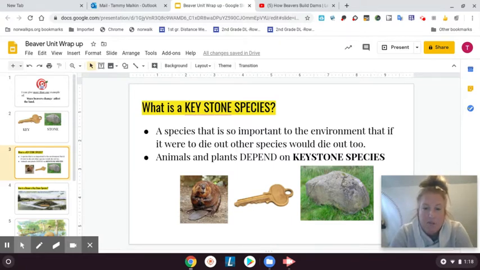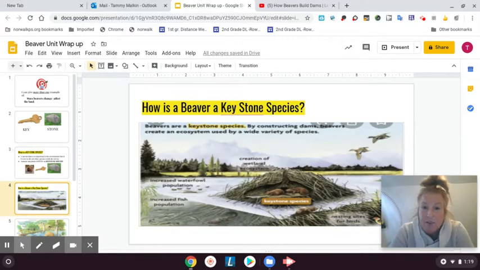Okay, so remember, our learning target is you should be able to tell someone how beavers change and affect the environment around them. They are a keystone species. So let's take a look at how exactly they are a keystone species. I'm going to show you this quick little picture, and I want you to take a minute and look at it. So I know it's hard to read the words.